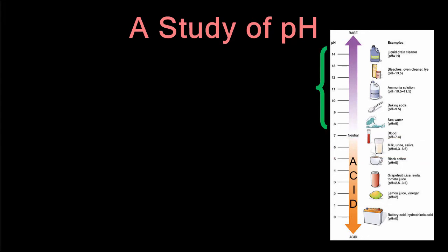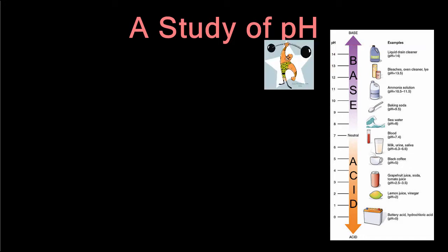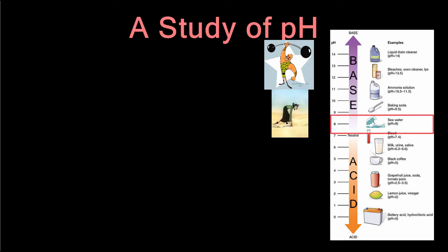Anything greater than 7 on the pH scale is considered a base. A solution that has a pH between 12 and 14 is considered a strong base. A solution with a pH between 9 and 12 is moderately strong. A solution with a pH between 7 and 9 is considered a weak base.